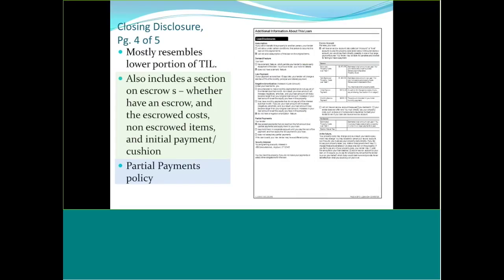Page 4. Page 4 is a wall of text, mostly disclosures and disclaimers. Nothing too involved as far as real estate agents will need to look at, but more information for them. Kind of the key sections on here, I think, are going to be the escrow section, telling them a little bit more information about their escrows, if they are escrowing, and if they're not escrowing, the actual cost of those non-escrowed fees, and then any escrow waiver fee applicable for not having escrows.